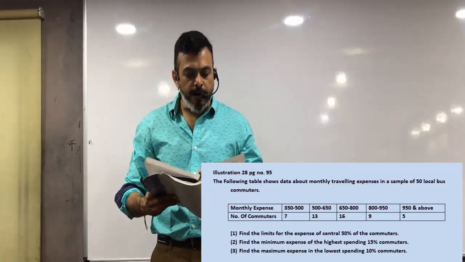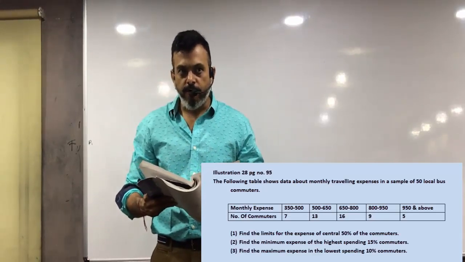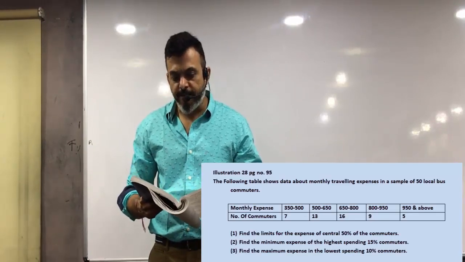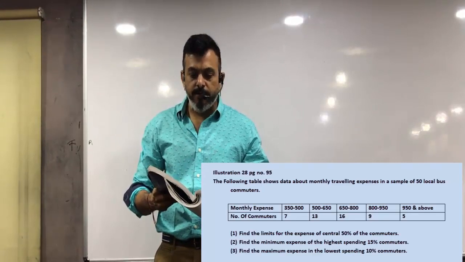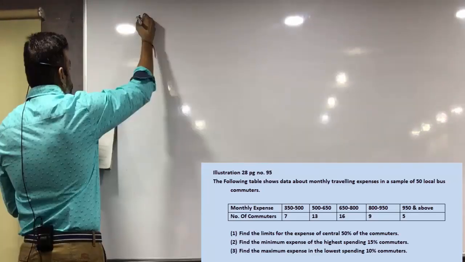Find the limits for the central 50% of the commuters. Find the minimum expense of the highest spending 15% commuters. Find the maximum expense in the lowest spending 10% commuters.